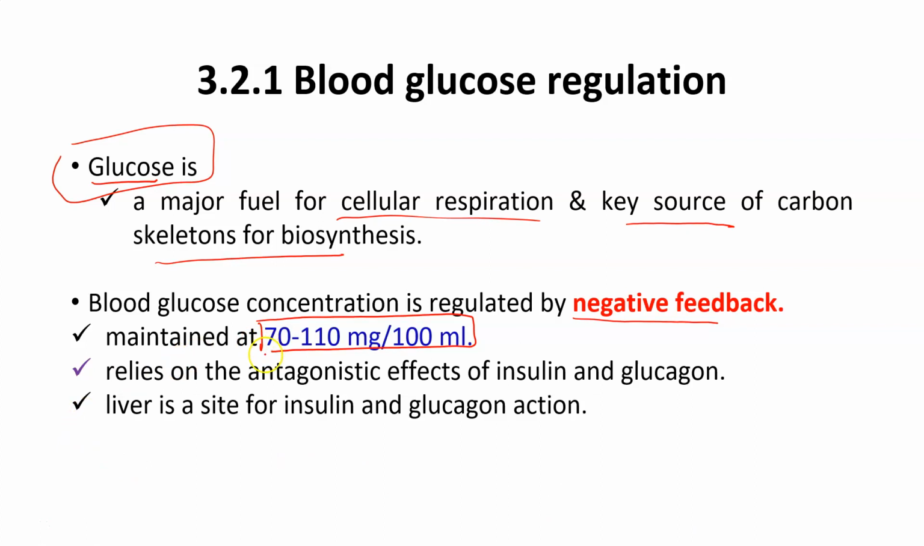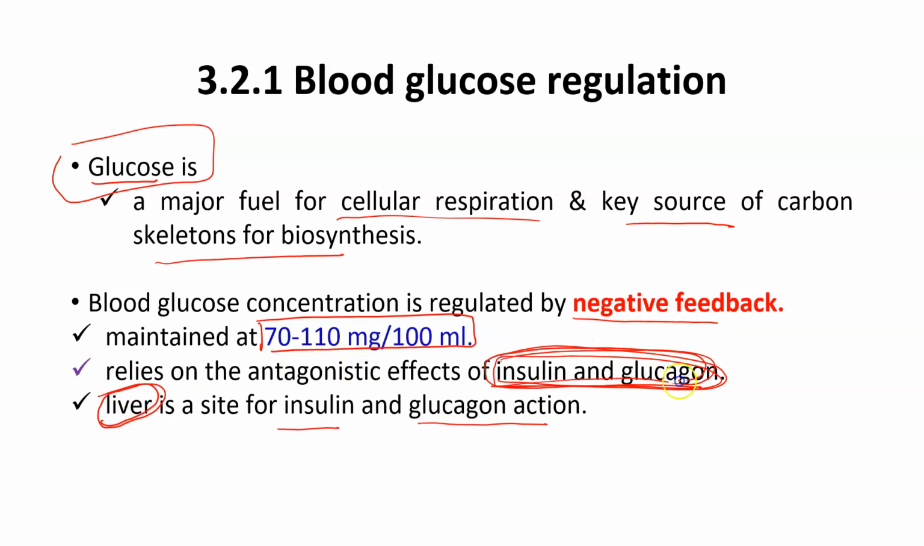Okay, so this is the normal blood glucose level. It relies on the antagonistic effects of insulin and glucagon. These are the two major hormones involved in regulating blood glucose level. The liver is the site of insulin and glucagon action, so this is the target organ for these two hormones.